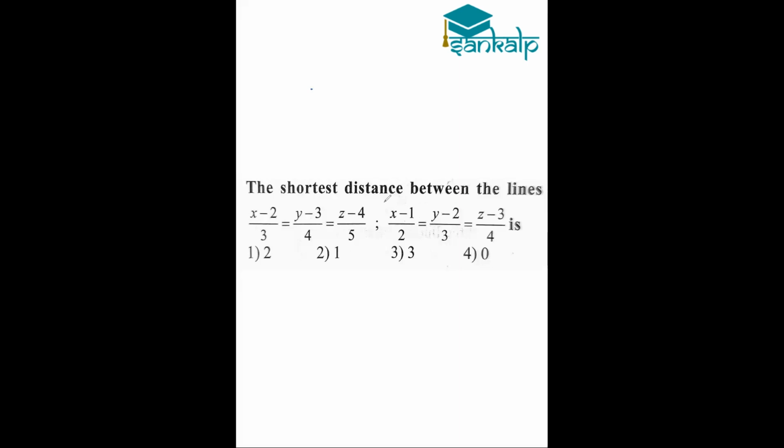The next question is the shortest distance between the lines. So 2 lines are given. We need to calculate the shortest distance. So to calculate the shortest distance between the 2 lines, the formula is d equal to the shortest distance. D is equal to (b1 cross b2) dot (a2 minus a1) divided by mod of b1 cross b2. So using this formula, we can simplify.